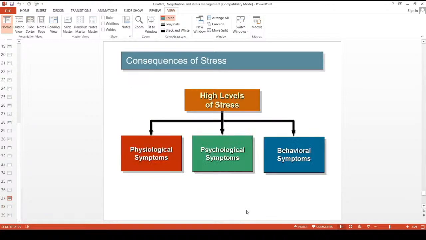Now these physiological symptoms may lead to different medical problems. You may have a headache, you may have a heart problem, a blood pressure problem. So these are the different physiological symptoms. Then psychological symptoms may be there, and the behaviors. Your behavior may be entirely changed with your peers, and your attitude will be entirely different in this situation. So these are the different consequences of stress.